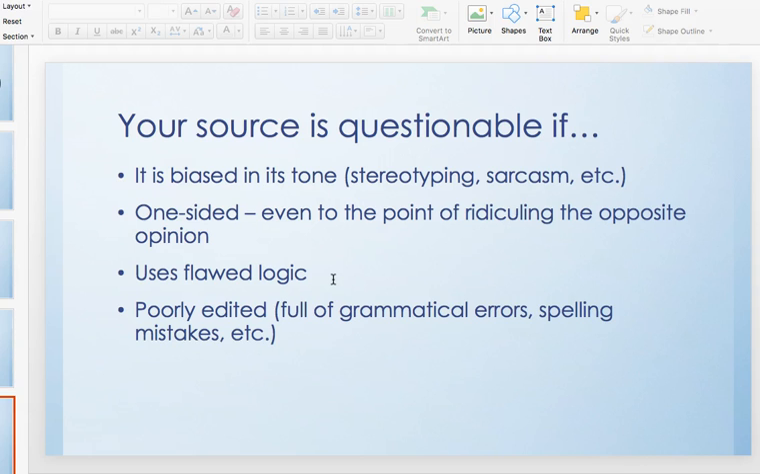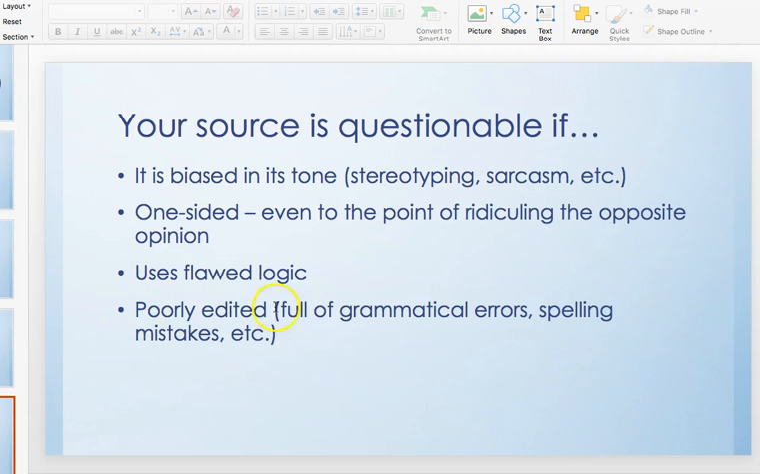And another easy way to tell that a source is questionable is if it uses flawed logic. Basically, does it make sense? Does what they're saying make sense? Of course, we see examples of this all the time when people make decisions based on flawed logic, and to us, it makes no sense. So that should be pretty easy to pinpoint, and if it doesn't seem logical or reasonable, then that's a source you're definitely better off not using.